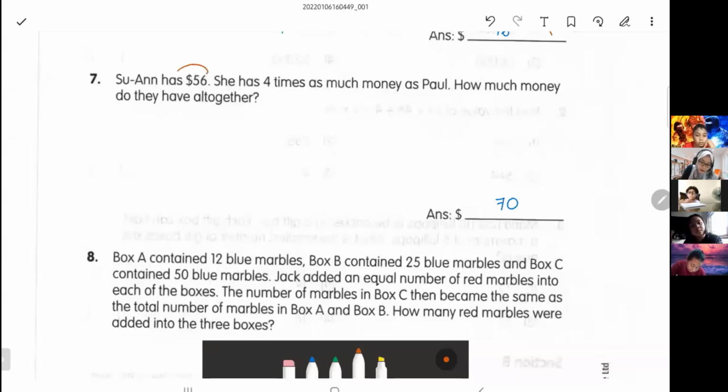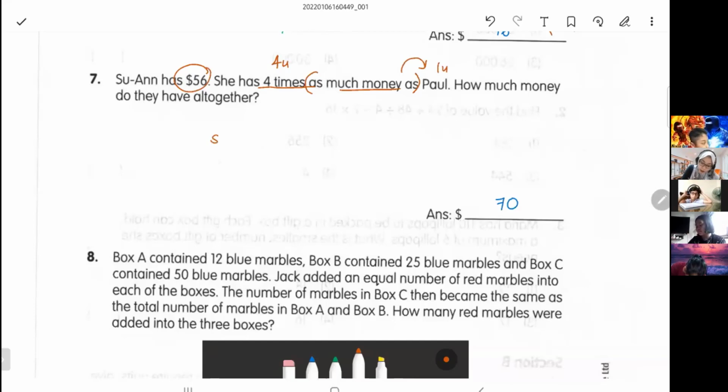Sue Ann has $56. She has 4 times as much money as Paul. 4 times means 4 units. As much as, the next person is always 1 unit. The person you compare with is 1 unit. Understand? Okay, so how much money do they have altogether? Draw your comparison unit model.